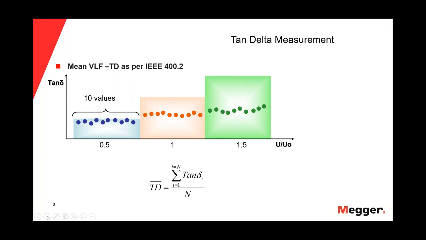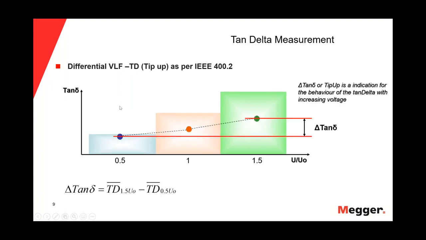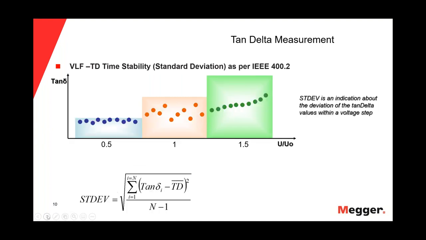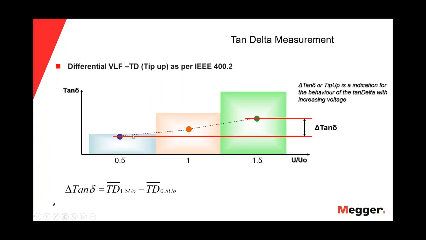And this is the equation. Here's the differential VLF TD, which is the DTD, as per IEEE 400.2. It is the tan delta behavior as the voltage increases. This is the average of those 10. Sorry, I went a little too fast. This is the average between these here and these here. This is your value for the DTD.